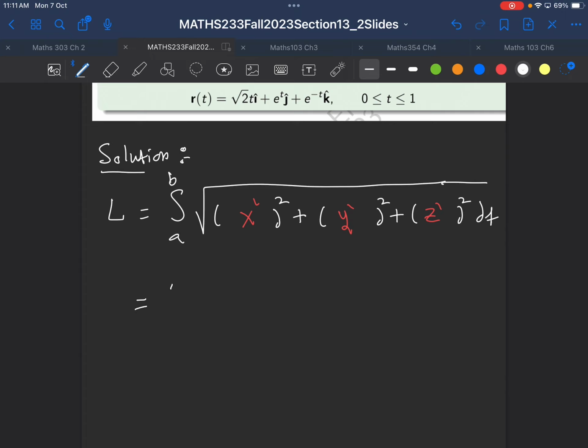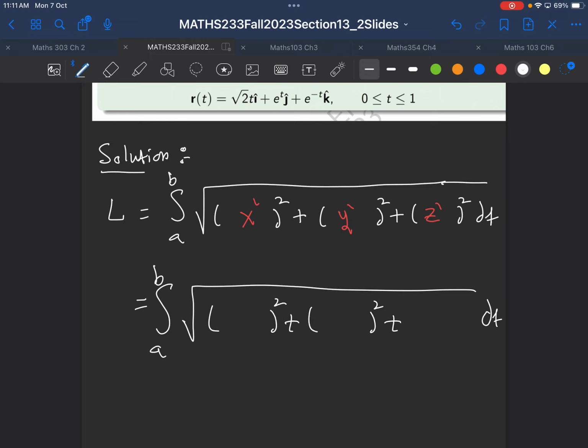So this will be a big integral from a to b. We have a big square root, and now we have 3 terms. I need to find their derivative. Let's go through them one by one. The first one, I have the square root of 2t. If you do the derivative, you end up with only the square root of 2, because the derivative of t is 1.